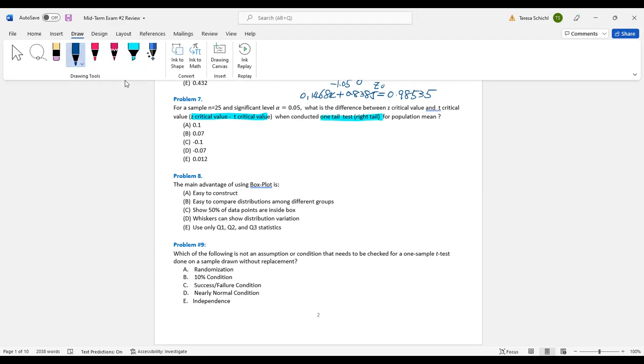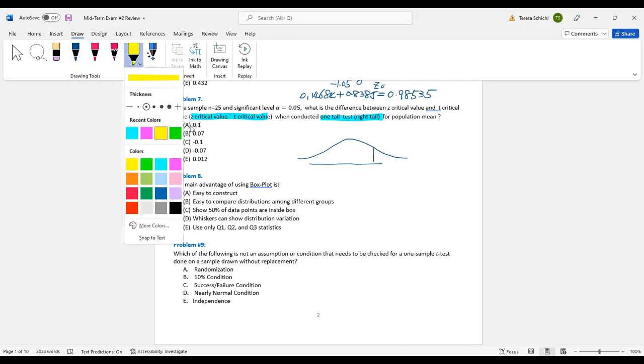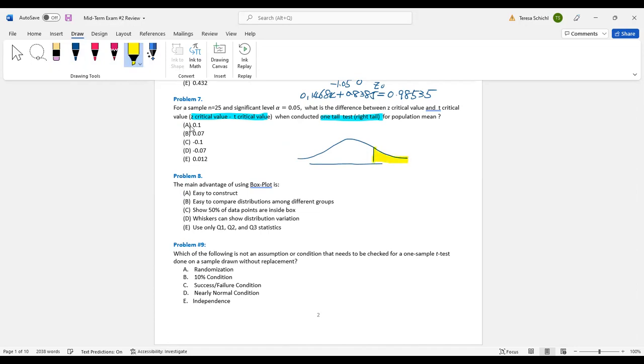All right, let's try to do a graph here first. I'm doing the one tail, the right tail. So this is the tail, and we know alpha is equal to 0.05. Let me do a bigger one here, maybe it's easier to see. So the right tail is here, and the significance level is 0.05.